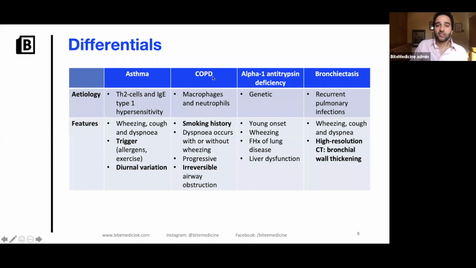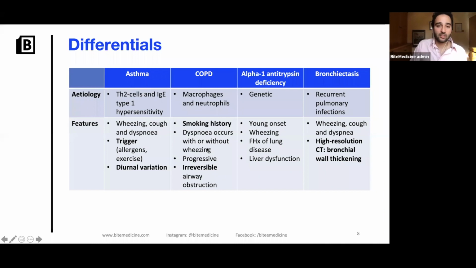Now, that's in contrast to COPD. These patients will normally have a long-standing smoking history. You have shortness of breath with or without a wheeze, and this is progressive, irreversible airway obstruction. What that means is that when you give bronchodilators, your symptoms often don't immediately disappear, and your spirometry doesn't miraculously improve. There's irreversible airway obstruction. Often you will have a degree of reversibility, but not to the extent of asthma.